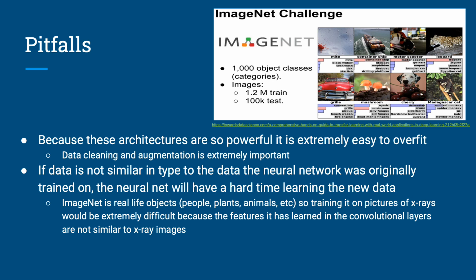Another pitfall is that an existing model that was trained on very similar data to the data you are looking to train using transfer learning is imperative. For example, the ImageNet was trained on real-life objects, so further training it on X-ray images would not work well because the features the network learned in the convolutional layers are not similar to the features in an X-ray image.